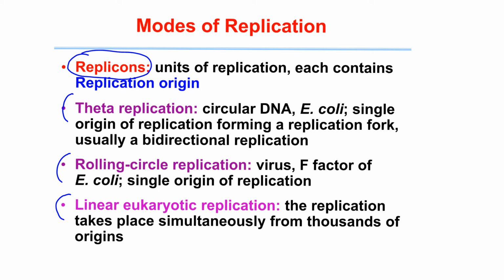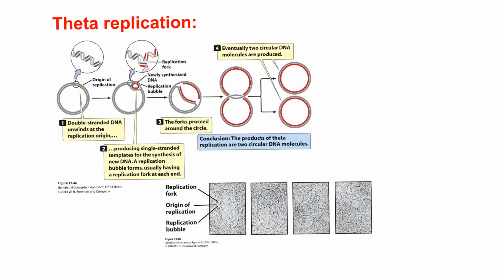So let's now very briefly outline all three modes of replication. We will start with theta replication. So where does the name come from? It comes from the fact that an electron micrograph of a replicating E. coli chromosome, which you see right here, resembles the letter of the Greek alphabet theta. That's the name. So how does it happen?